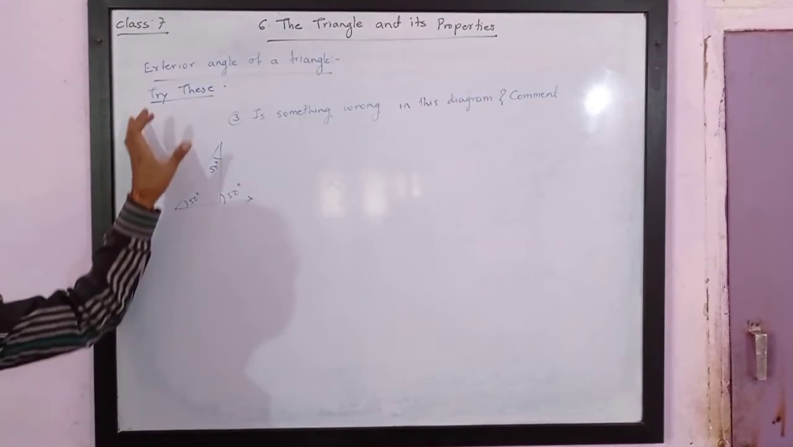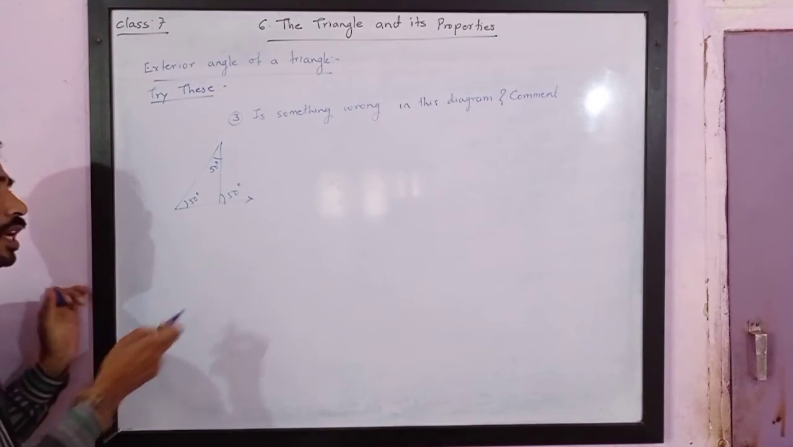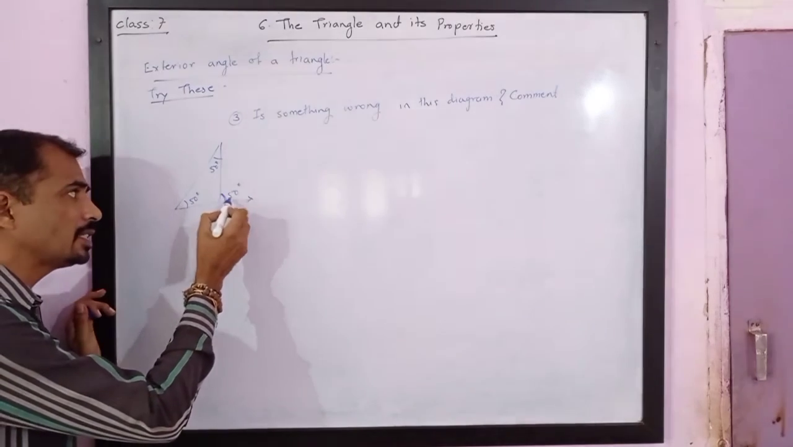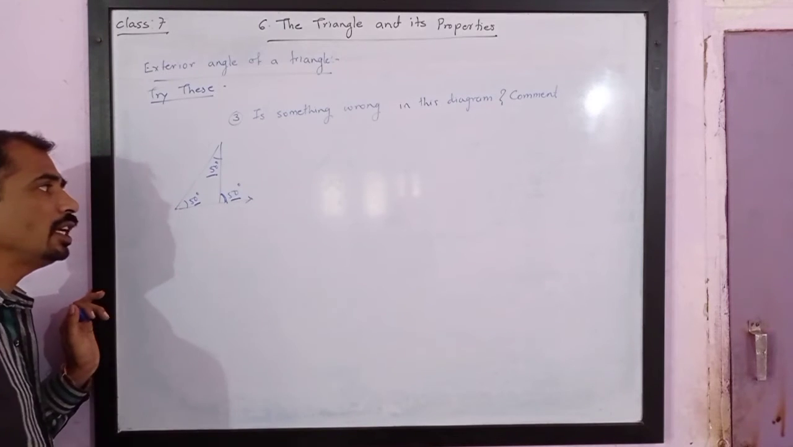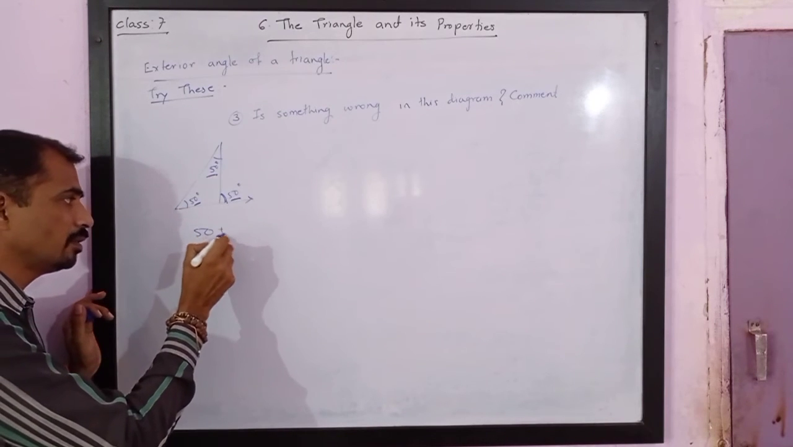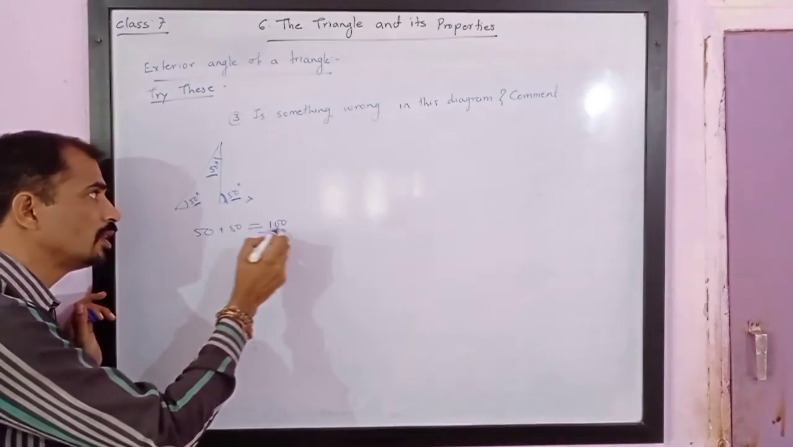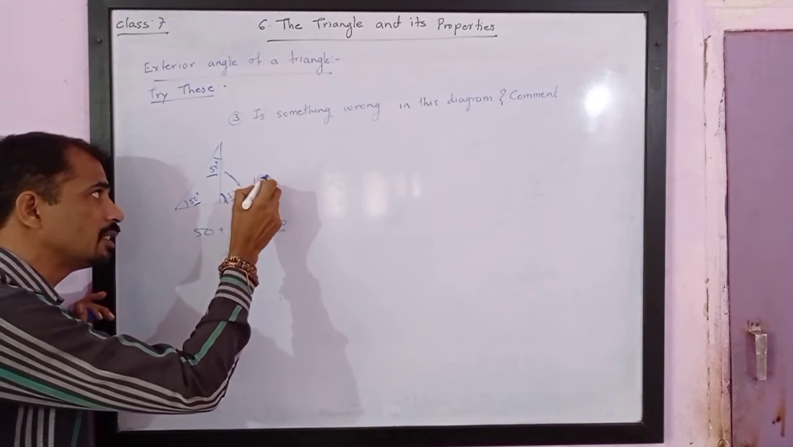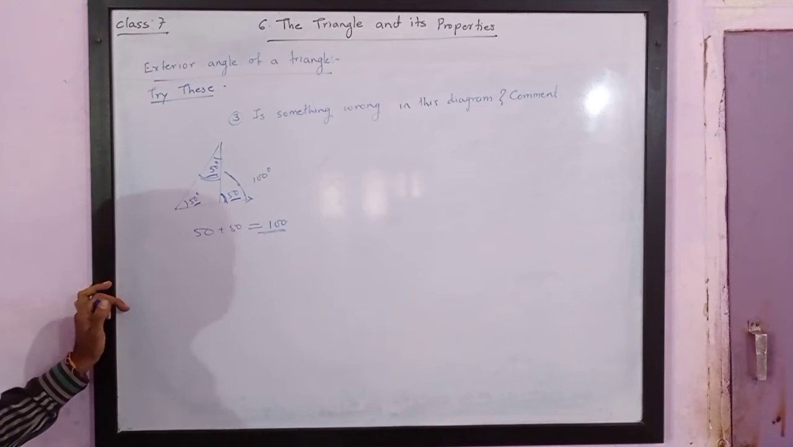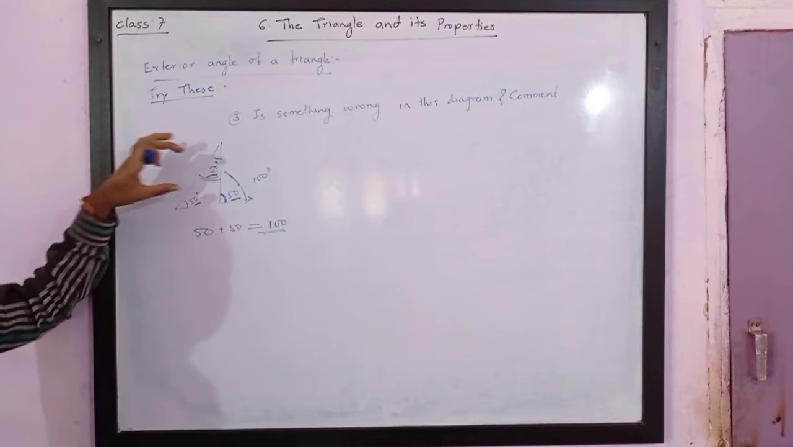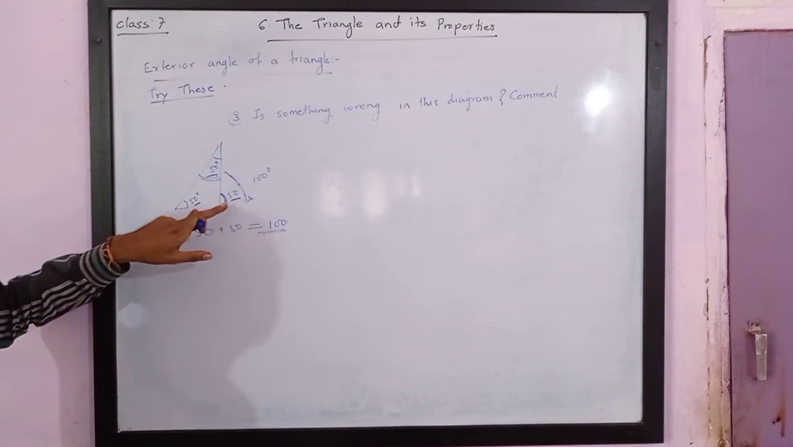Dear friends, let us try the third question: is something wrong in this diagram? Comment. Now see, here we are given that the exterior angle is equal to 50 degrees. Then the interior opposite angles are also 50 degrees each. 50 plus 50 is equal to 100. So the exterior angle must be 100 degrees, or the interior angles must be smaller than 50 degrees, their sum must be 50 degrees. So either the exterior angle is 100 degrees or the sum of interior angles is 50 degrees.